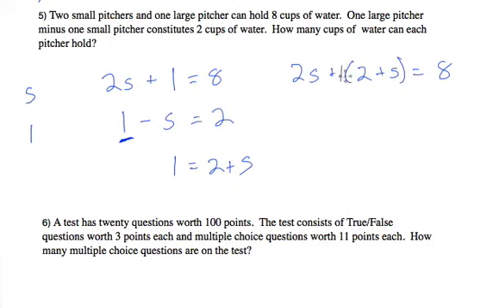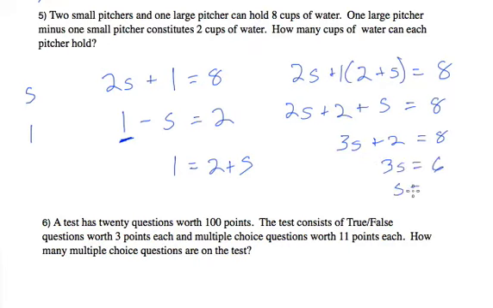Now I'm going to distribute this invisible positive 1. When you've got an addition sign before parentheses, you don't really need to change anything. So plus 1 times 2 is 2, and 1 times S is S, and that equals 8. Combining my terms, I get 3S plus 2 equals 8, and so 3S equals 6 and S equals 2. So we know that the number of cups in a small pitcher is 2. So how many cups do we have in a large pitcher? Well, we can take either equation and solve for L.